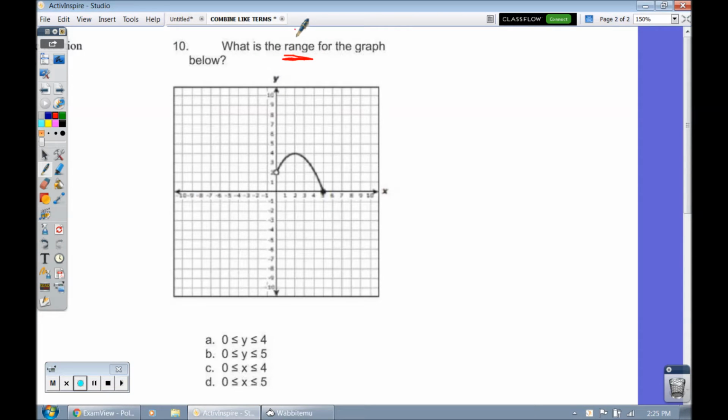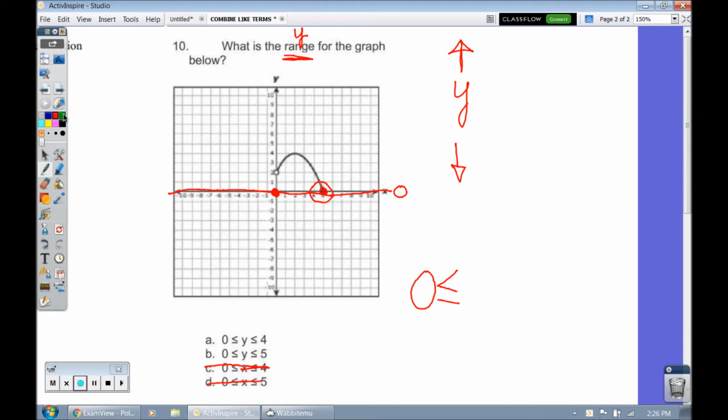What is the range? So they're saying, what are the y values for this graph? Not the x values. So it is not C, it is not D. So they're asking how far in the y, how far up and down does this graph go? Well, it looks like the lowest it goes is right here. And if I were to draw a floor, notice that it crosses 0 right here, and it's a closed circle. It crosses 0 on the y. So we say the floor starts at 0, it's a closed circle, so we use our closed circle.